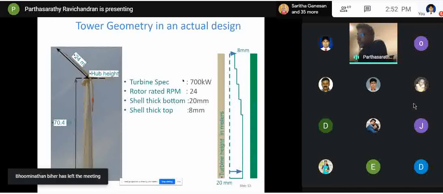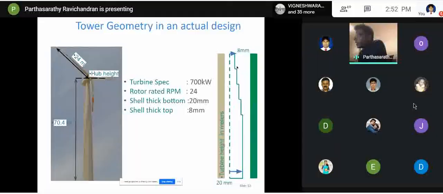So the specification, as I said, based on the power curve, is 700 kilowatt. You could see here that the bottom shell thickness was 20 millimeters, and the shell thickness at the top, in the taper region, is about 8 mm.